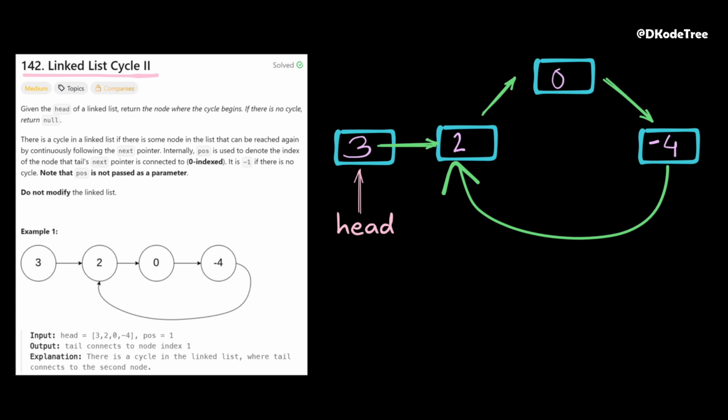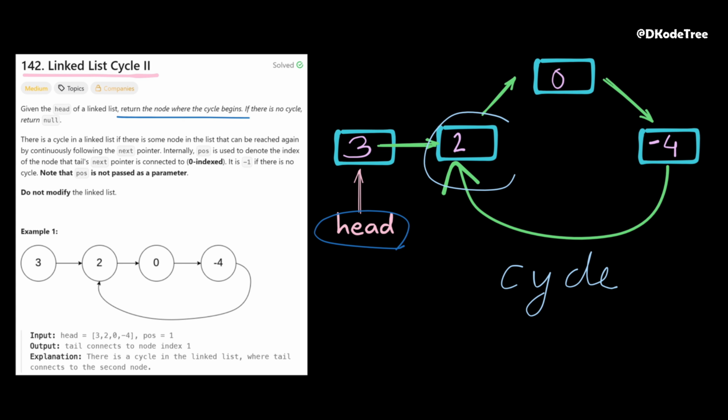In this problem, given the head of a linked list, we need to return the node where the cycle begins. Which means if there is a cycle in that linked list, then we have to return the start node of that cycle. And if there is no cycle, then we will simply return null.